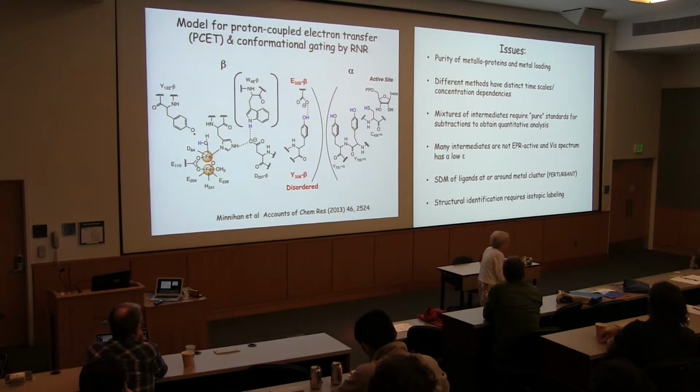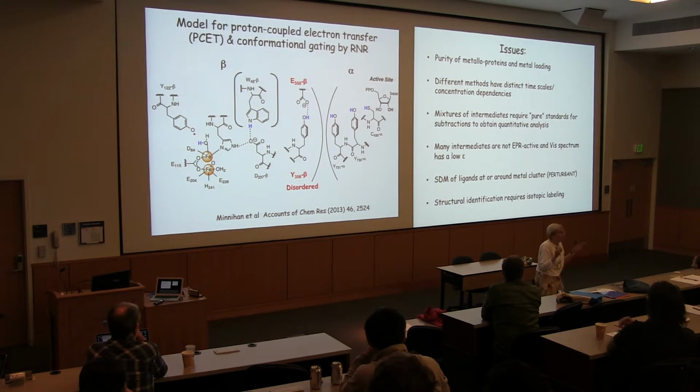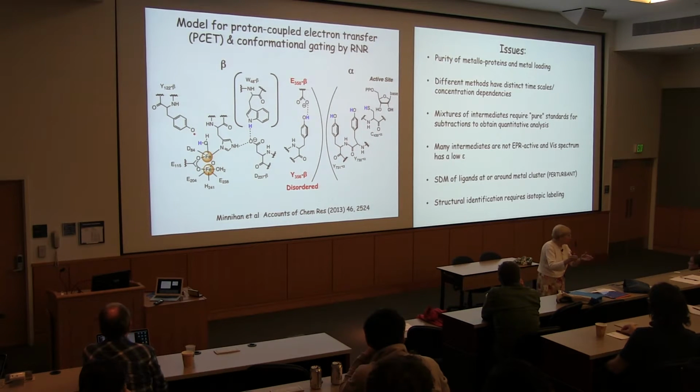With R2, we still don't know how to load it. We see 3.4 to 3.6 irons and not 4. We never see 2 tyrosyl radicals per diiron, we see 1.1. We have some of it loaded as a diferric tyrosyl radical cofactor, and some of it as a diferric cluster, in a ratio of 65 to 35, probably. Interesting.